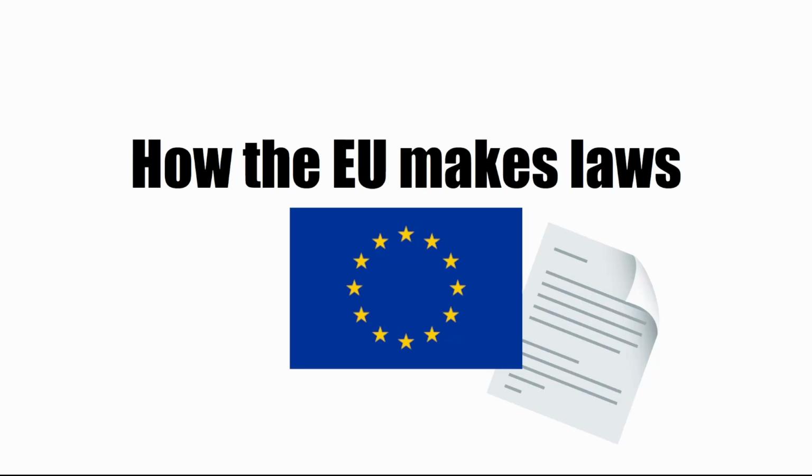Every year, the EU produces legislation that affects over 450 million EU citizens. But how does this lawmaking process actually work? Like, which EU institutions are involved, and how does the separation of power between them look like? That is the point of this video, to explain how the EU makes laws.